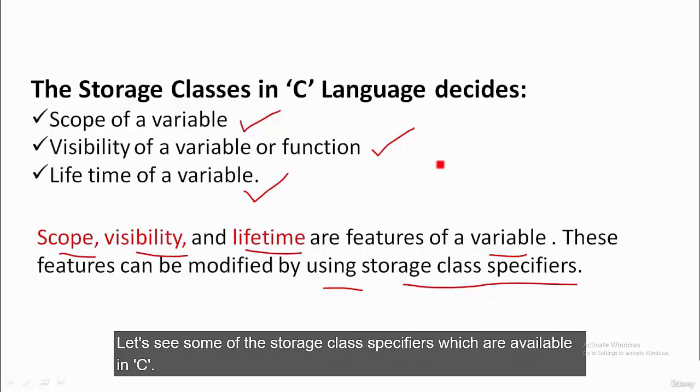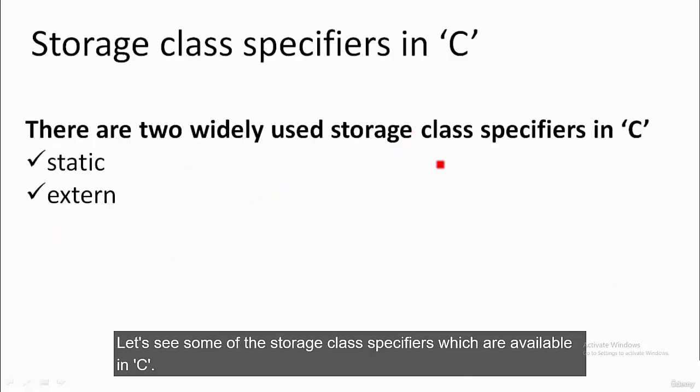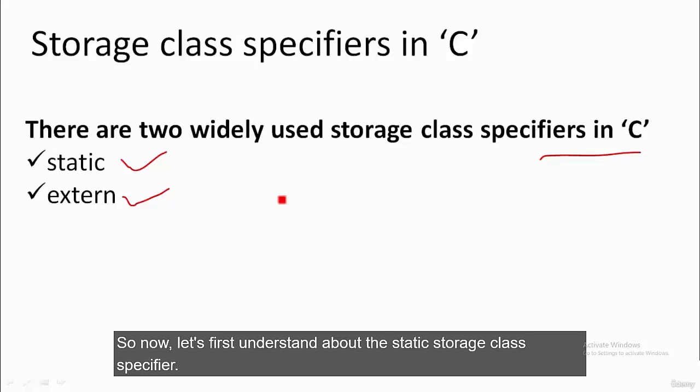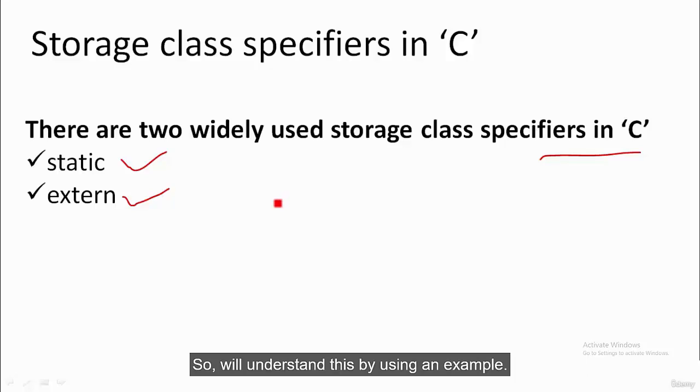Let's see some of the storage class specifiers which are available in C. There are two widely used storage class specifiers. One is static and another one is extern. Now let's first understand the static storage class specifier. We'll understand this by using an example.